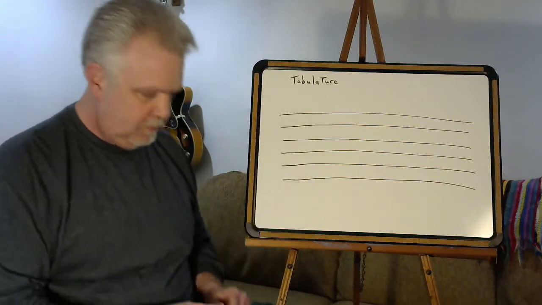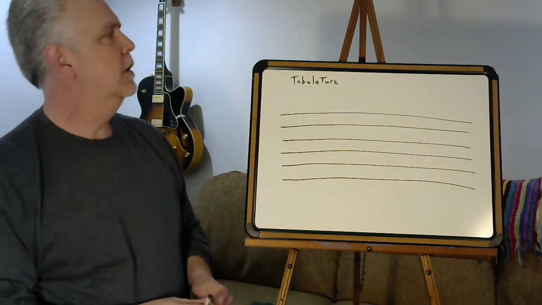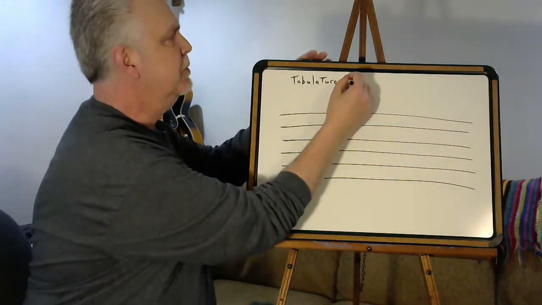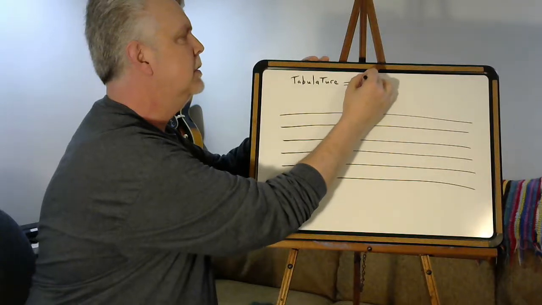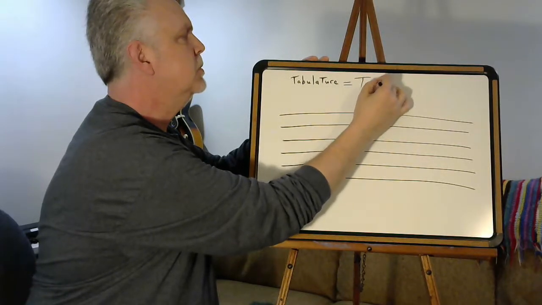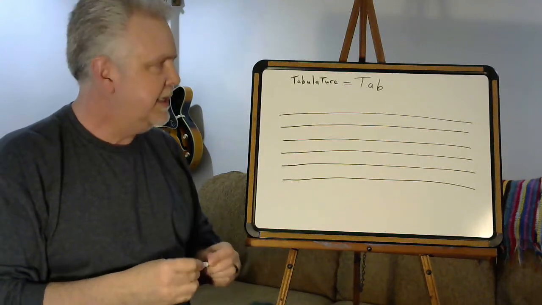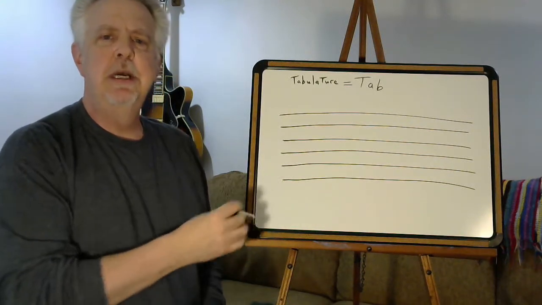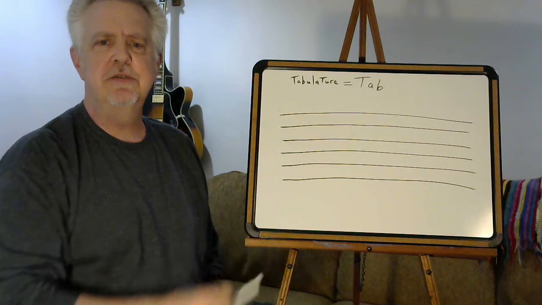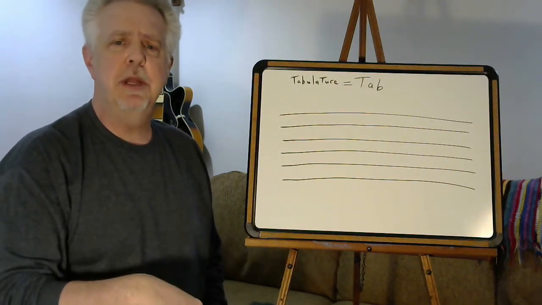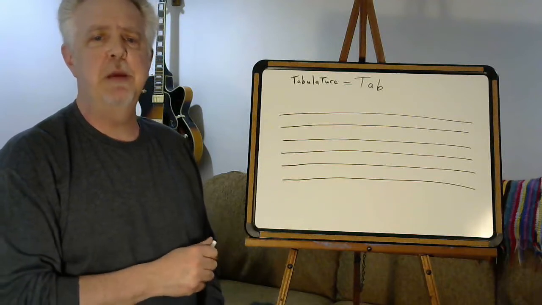Today I wanted to talk a little bit about tablature, and teach you how to read it. Most people just call it tab, or tablature. Tablature is a form of musical notation for the guitar, which indicates what fret and string to play instead of the actual letter name of the note.